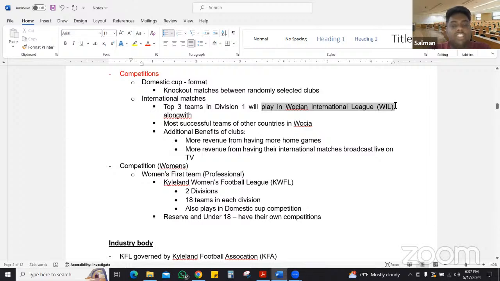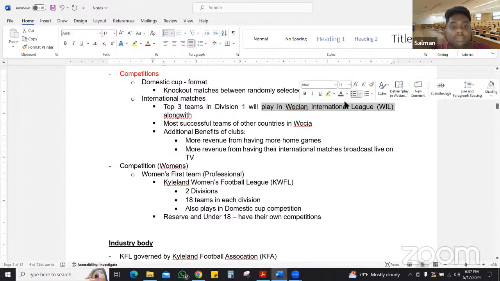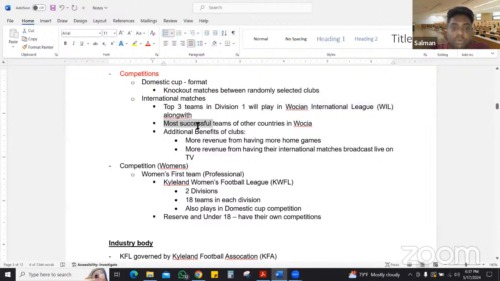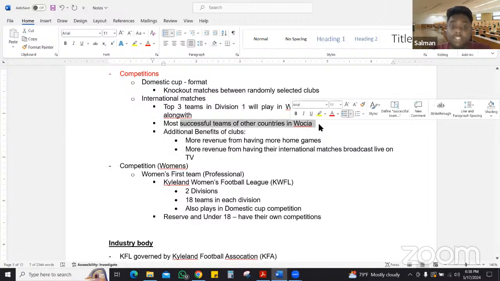This Wokian International League will include the top 3 teams in the country's Division 1, along with the most successful teams of other countries in Wokia. Thailand is only one country. From Thailand, the top 3 teams in Division 1 will be selected for the Wokian International League. The other countries may have similar criteria. On top of that, if there are some powerful, successful clubs, they will also be part of the league automatically.